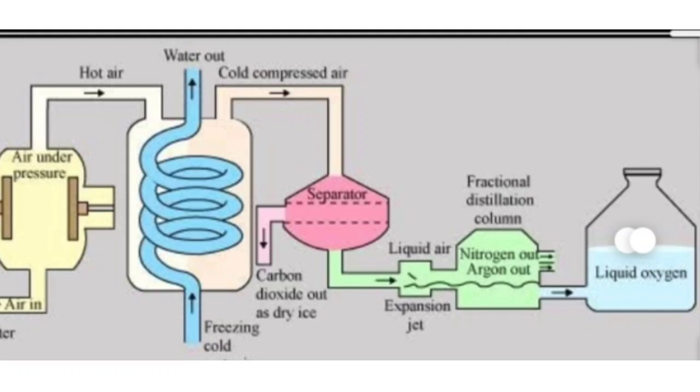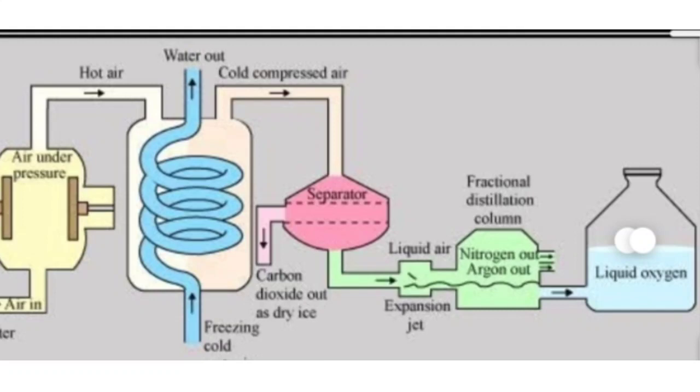In that separator tank, carbon dioxide is removed as dry ice. The remaining air goes under pressure and you can observe the expansion jet. Then that liquid air goes to the fractional distillation column tank.